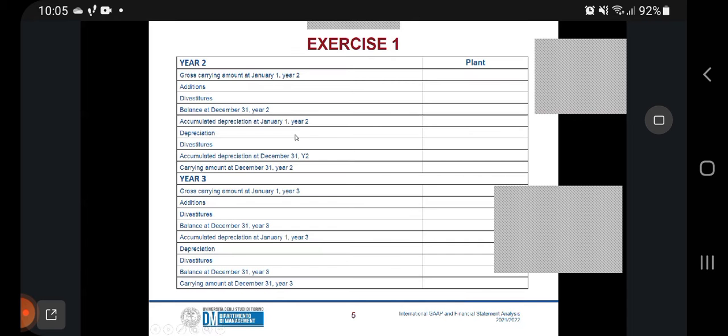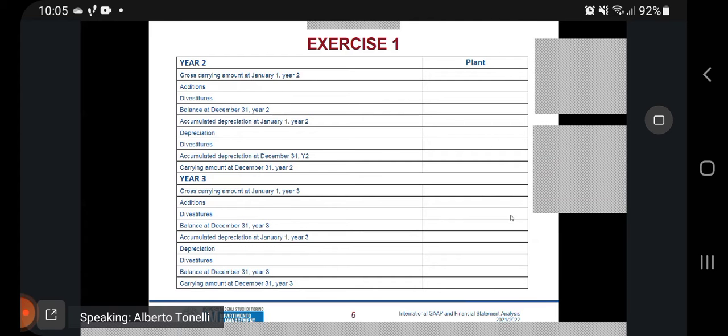This is the table that you have to complete. It is similar to the notes of the financial statements, so starting from the second year, you have to identify the gross carrying amount at the 1st of January year 2, and then additions, divestitures, and so on. The same for the accumulated depreciation at the 1st of January year 2, and then after that for the 3rd year.